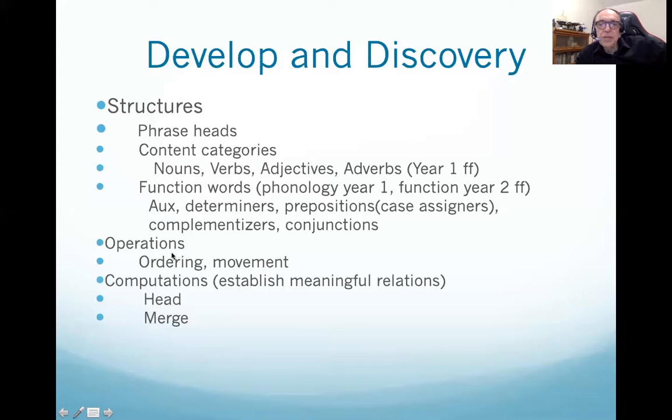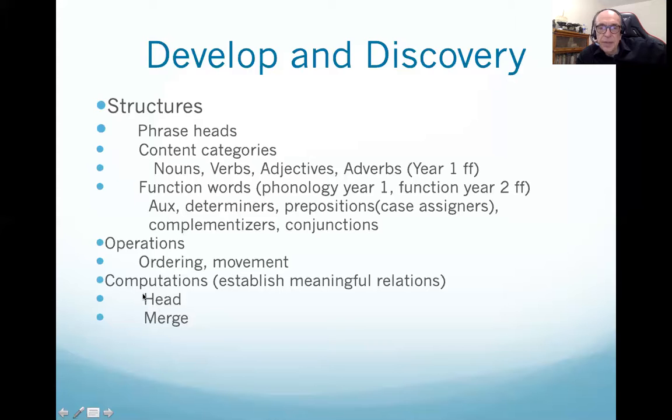There are operations that do this, including ordering and moving things, ordering the words of a sentence in a particular sequence, and moving things, as I showed you when I just mentioned question making. And computations, when there's reception going on, when comprehension is going on, how does the child or the adult, any of us, establish meaningful relationships in our mind and detect meaning?